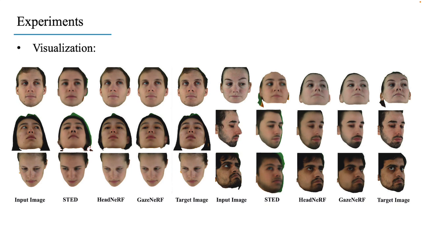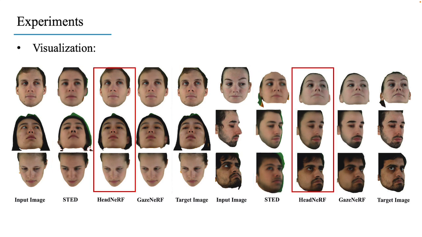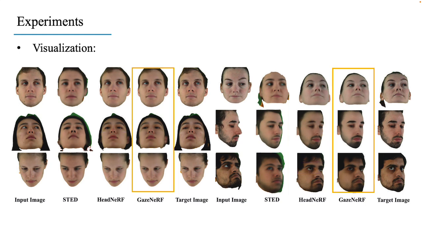We also visually compared our generated images with the ones by previous state-of-the-art methods, STED and GazeNeRF. The blue circled images are generated by STED. They show us STED suffers from the loss of personal identity information. The red circled images are generated by GazeNeRF. Even though GazeNeRF can preserve personal identity, it fails to generate fine-grained eyes. It even shifts gaze direction in some cases. Compared with these two state-of-the-art methods, GazeNeRF generates higher quality face images with the target gaze directions and fine-grained eyes.